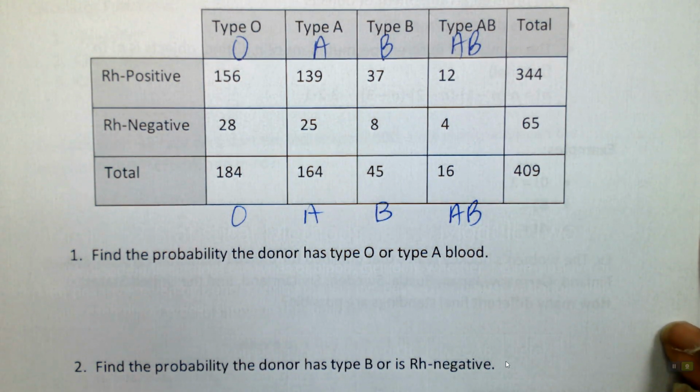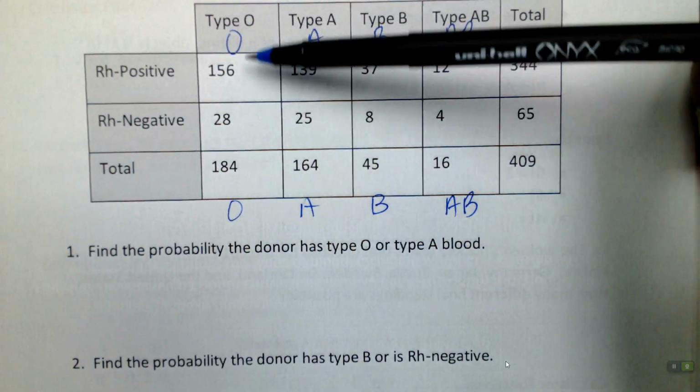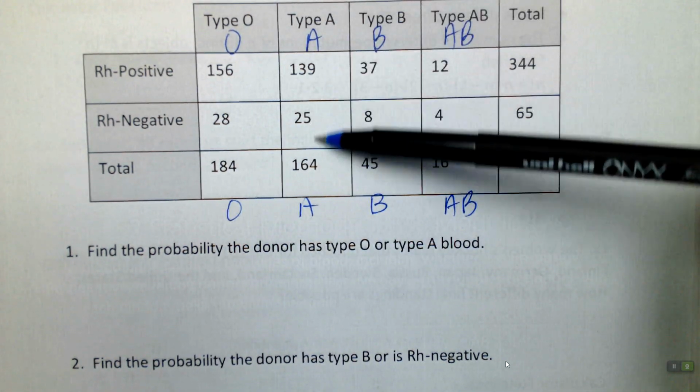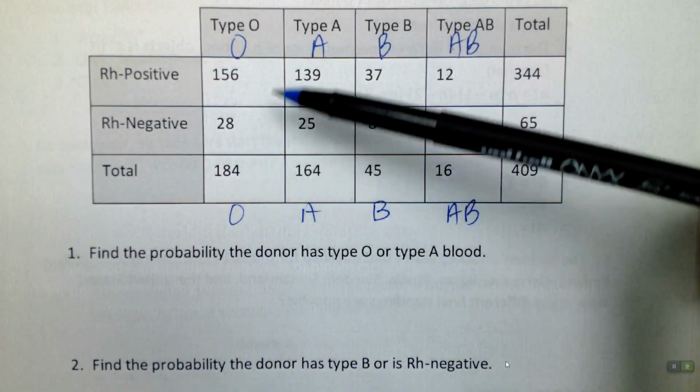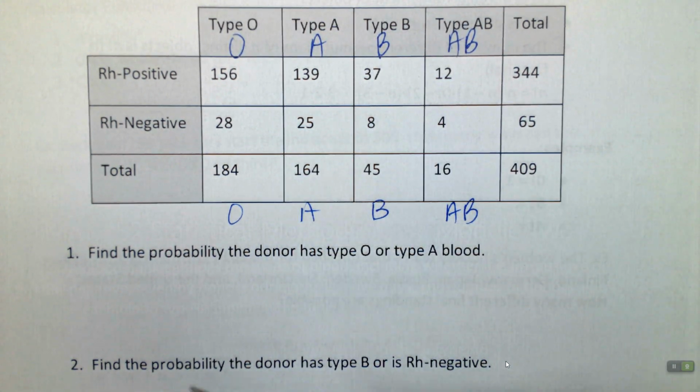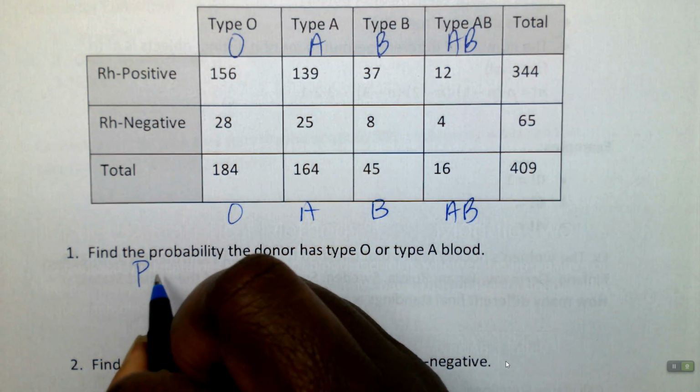Alright, find the probability the donor has type O or type A blood. So we'll know if something is not mutually exclusive if our numbers will crisscross, or if there's an intersection, pretty much. So can you have type O and type A blood? No. So those are mutually exclusive. So when I look at my chart, I see that they do not intersect. Alright, so type O or A.